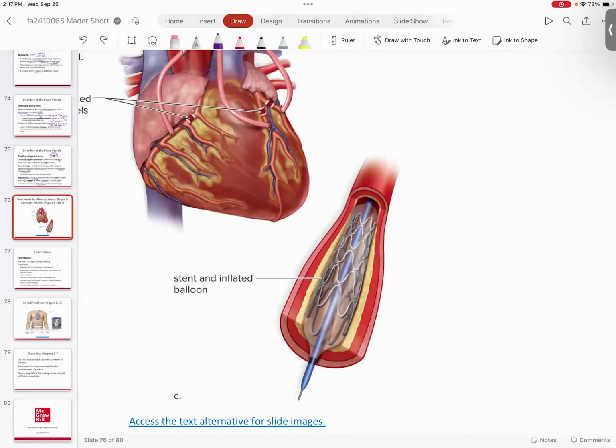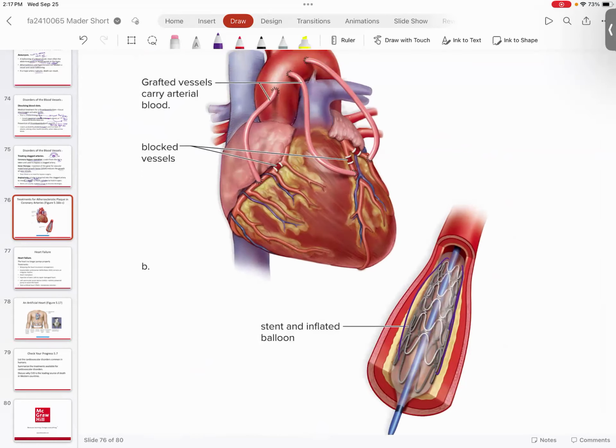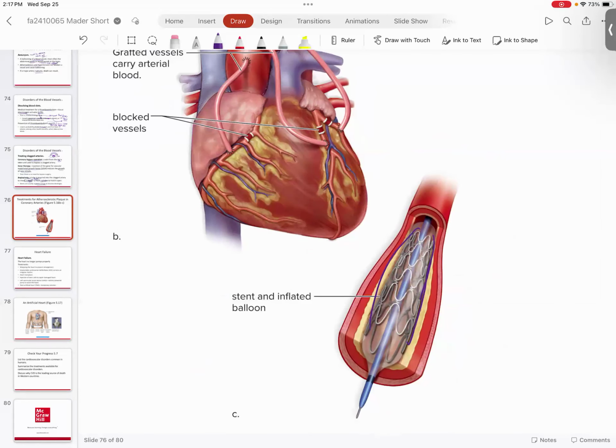So here you can see you've got your balloon that you're blowing up, and you kind of got this little metal collar that you stick in there, and that's going to stick behind there. It's going to create an expansion area where the blood can pass through easily. And so that's what you would do in these blocked vessels.